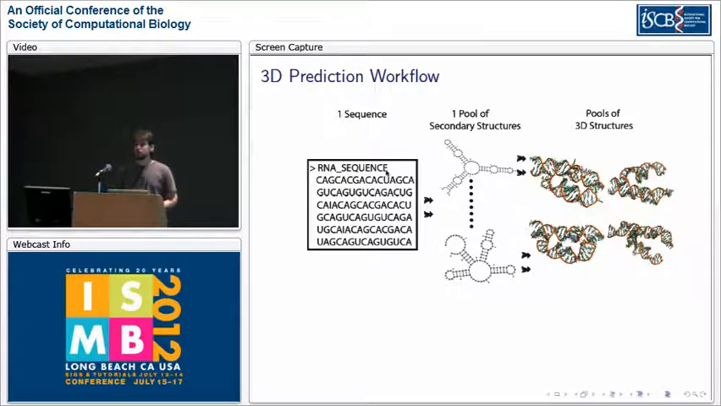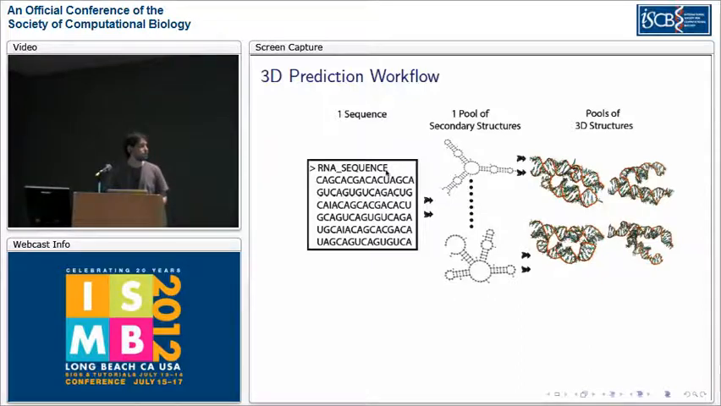The 3D prediction workflow that I was going to use is the MC-Fold MC-Sym pipeline, which is a classical paradigm. You start with only one RNA sequence, and you try to predict secondary structures as a first step. Usually you will have a huge pool of secondary structures, and they can be quite different from one another. Usually you order them by energy and try to pick the minimal free energy, but usually it's not even the right secondary structure. Then, using the sequence and the secondary structure as a second step, you predict 3D structures. One secondary structure is going to give you pools of thousands of 3D structures.